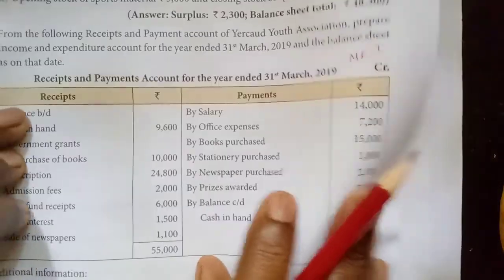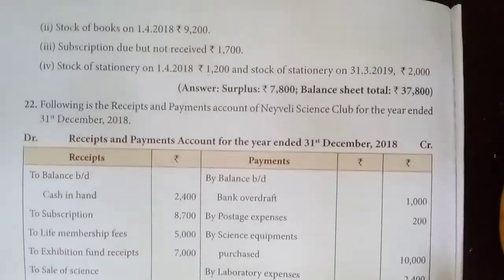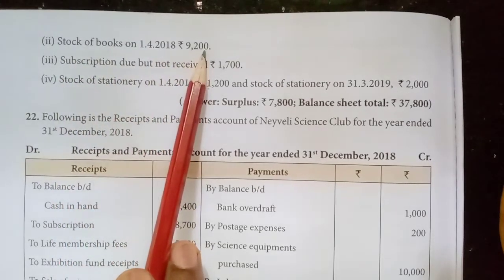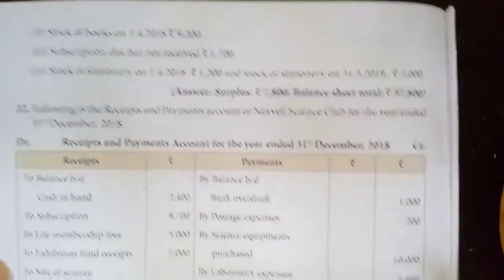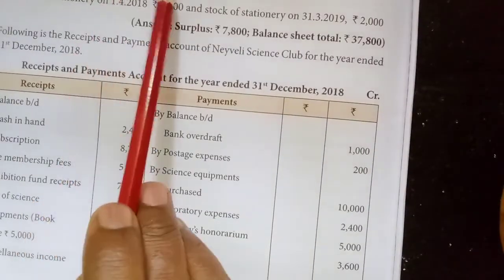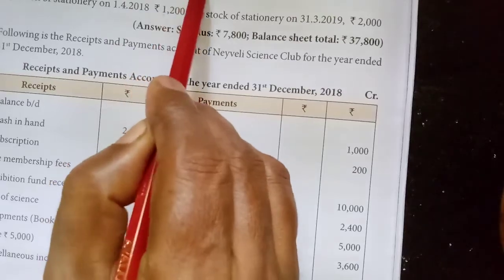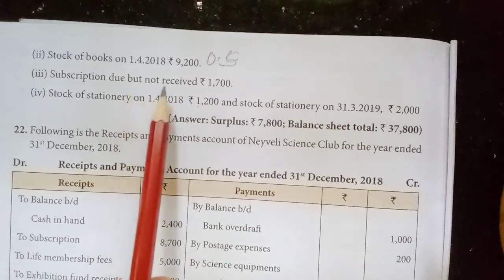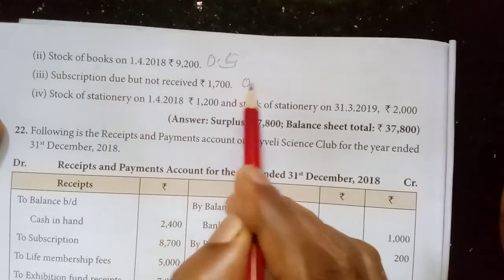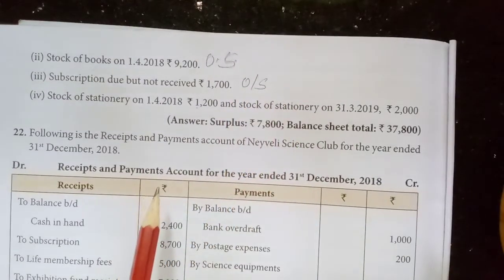Opening capital fund. So do not need to prepare the opening balance sheet. Okay. Now the other additional information. Stock of books, 1/4/2018. Opening stock or closing stock? The year is 31st March 2019, so this is the opening stock of books. Okay. Then subscription received. Subscription due but not received 1,700. So due but not received means what? Outstanding. The same we need to add.